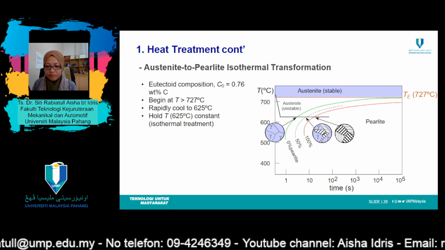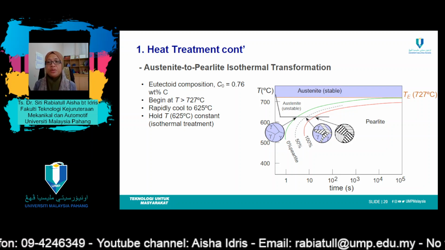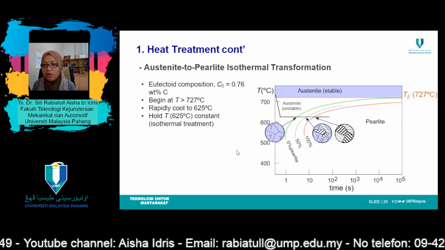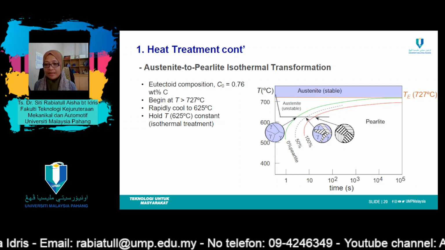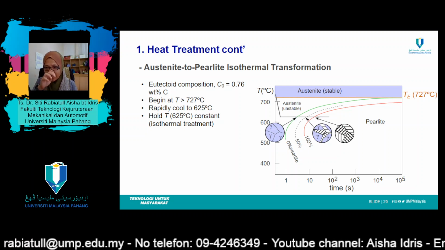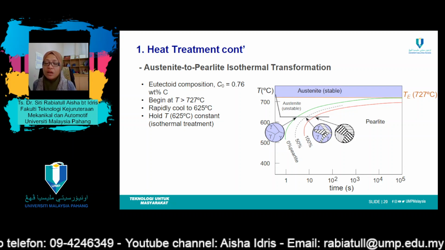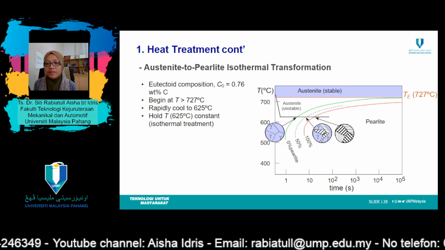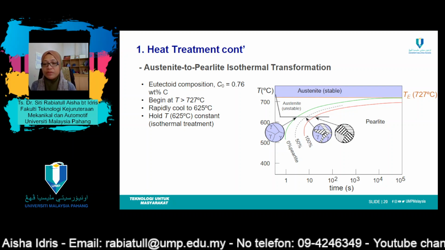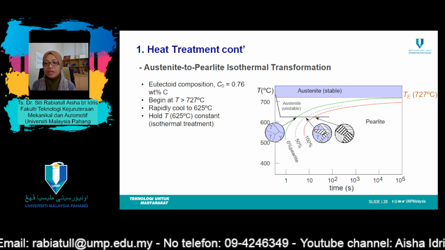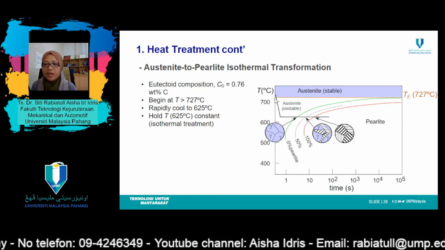Now let's look at the transformation of austenite to perlite through isothermal transformation. Again, this occurs at eutectoid composition, which is 0.76% of carbon. The process starts from heating the steel or the metal until it reaches above austenite temperature, which is more than 723 degrees C. In this case, it is heated up until it reaches 727 degrees C. After that, rapid cooling to a temperature of 675 degrees C, and then hold that temperature for a certain duration until it changes from austenite into perlite. Again, start cooling.